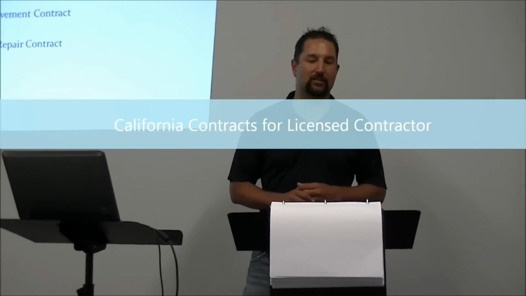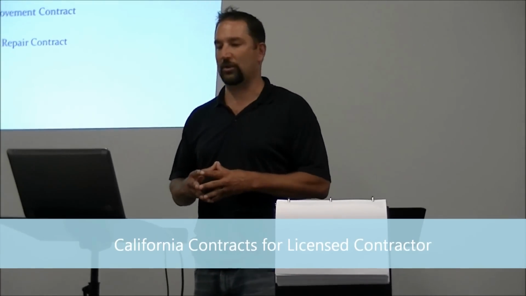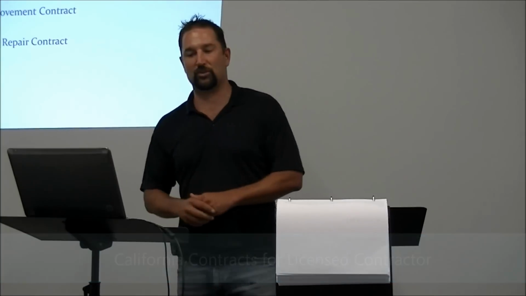Basic types of contracts that you're going to deal with in the construction industry. The first one is the original construction contract, which we're going to go through in detail in just a moment. The second is a home improvement contract. And the third is a service and repair contract. These are the three basic types of contracts that you will be dealing with in the construction industry, and these are the kinds of things that the state is going to want you to know about.